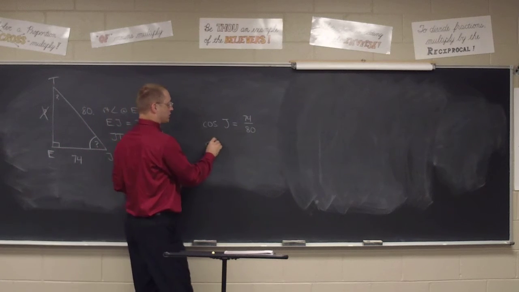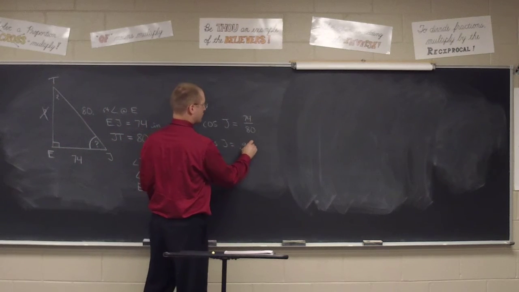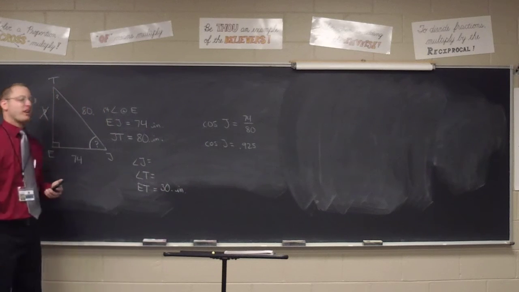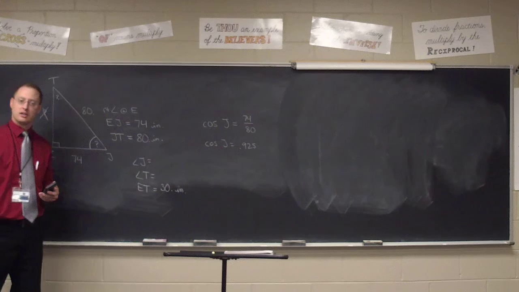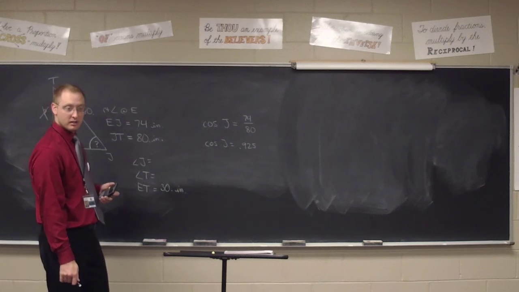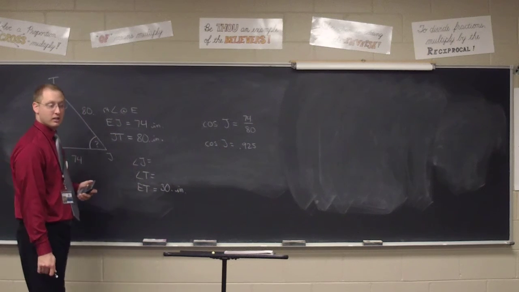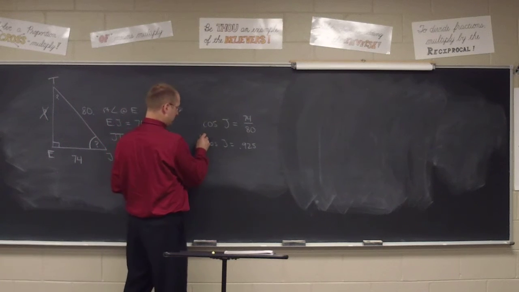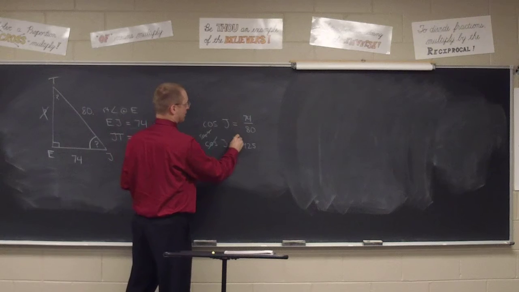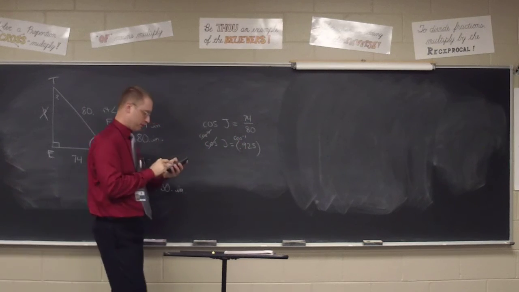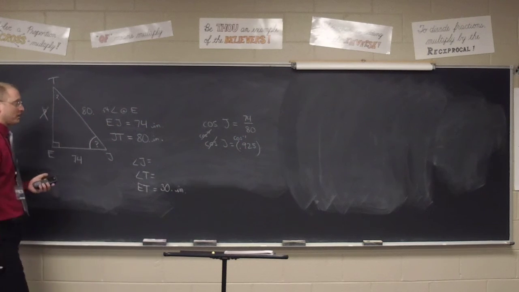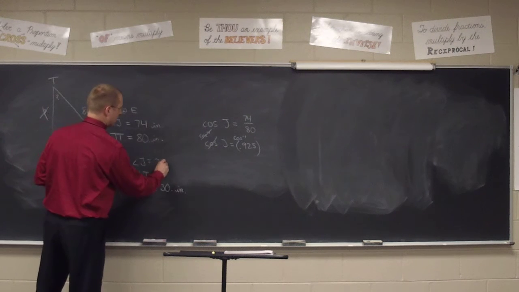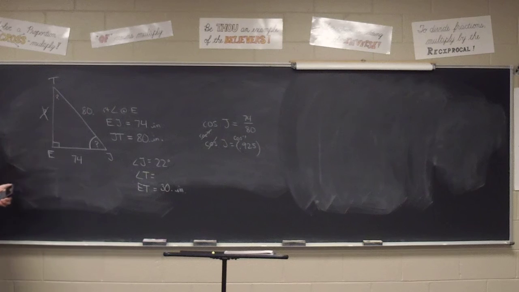So that means that the cosine of J is like 0.925. But how do I find J? What do I need to find angles, class? Arc functions. So we'll take the arc cosine now of the 0.925. And what do we get for angle J? 22 degrees. You got it now? Yeah.